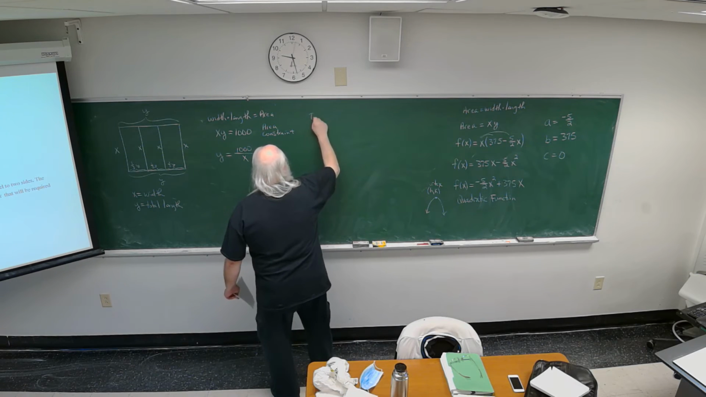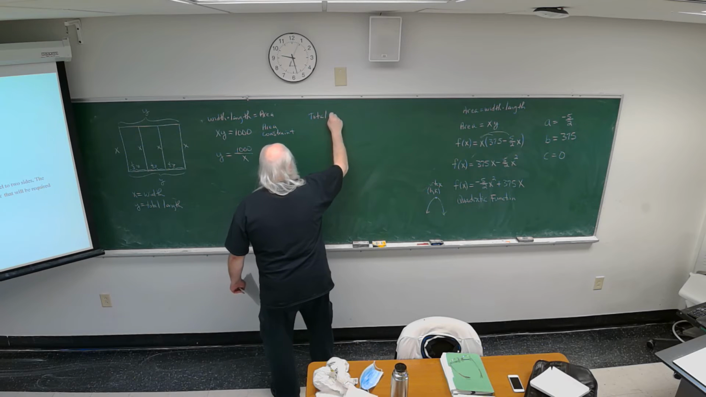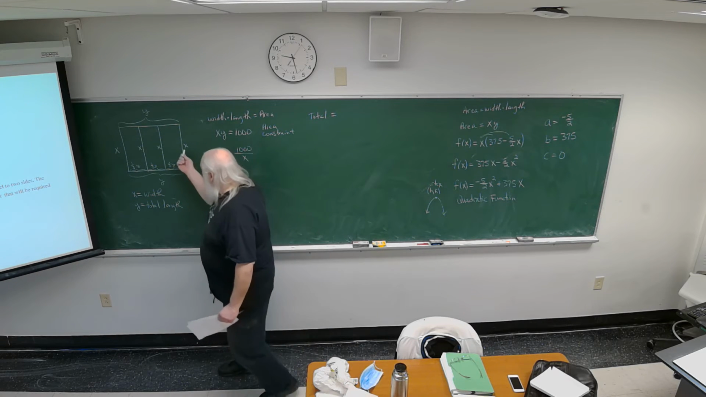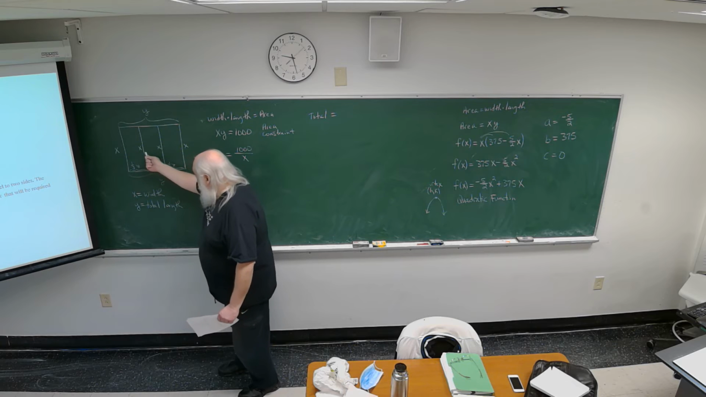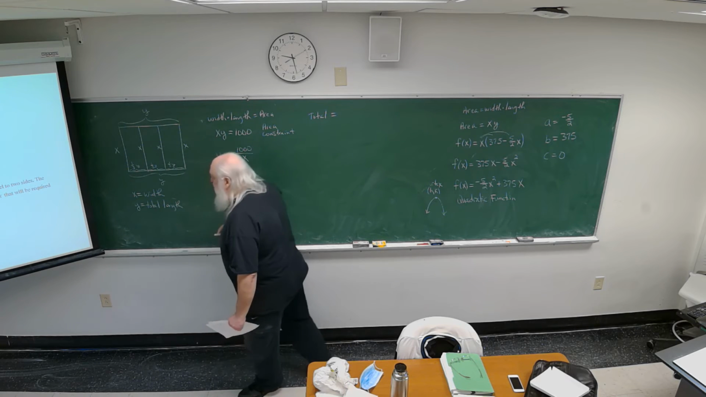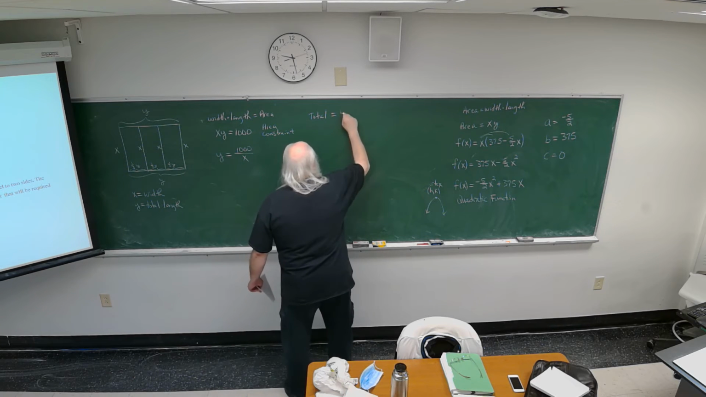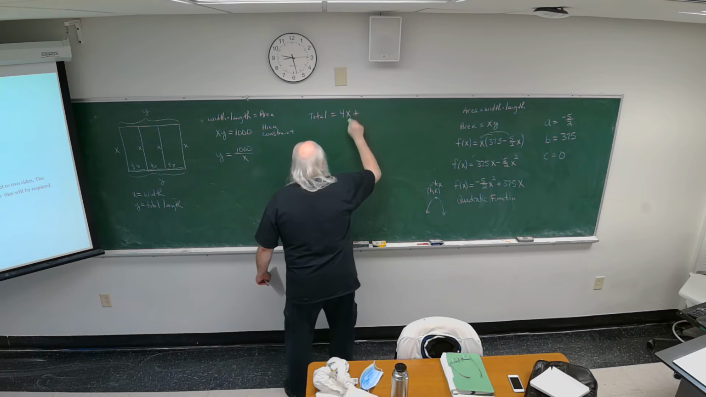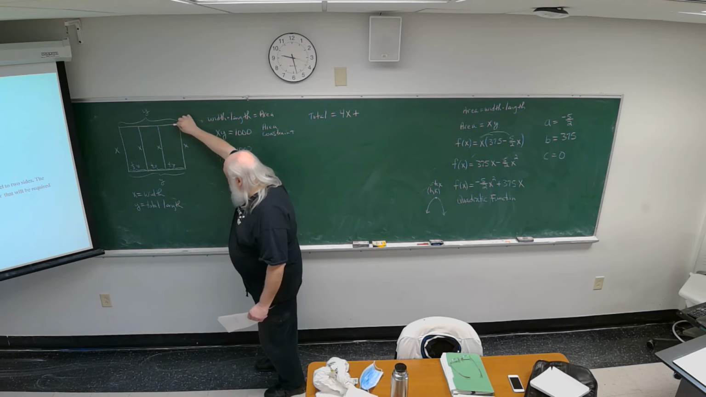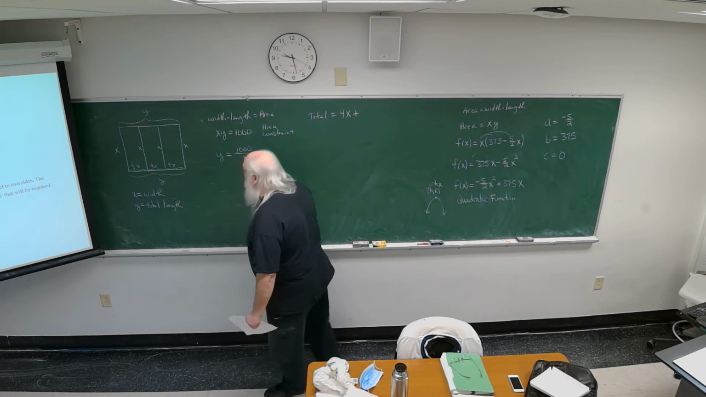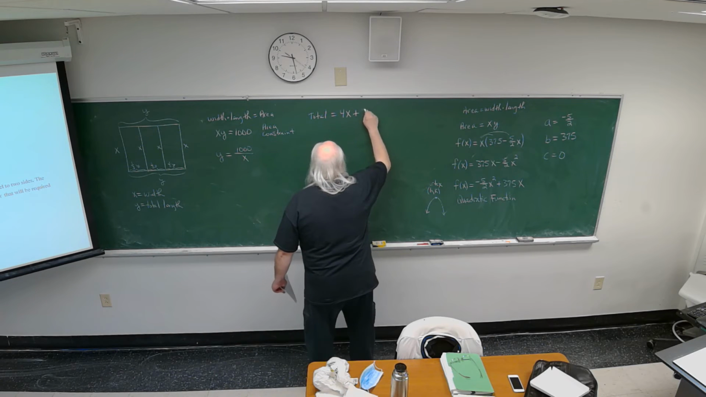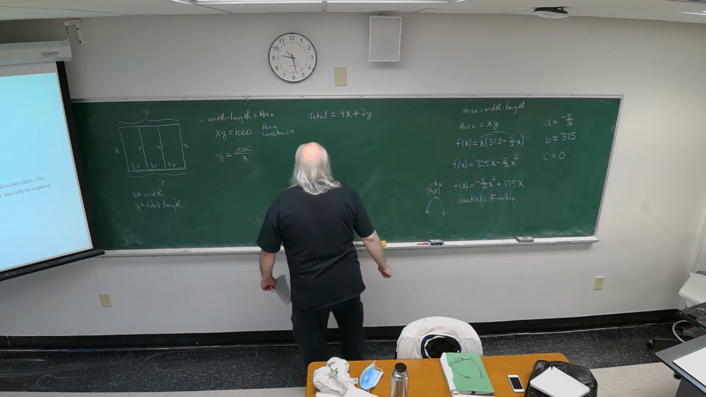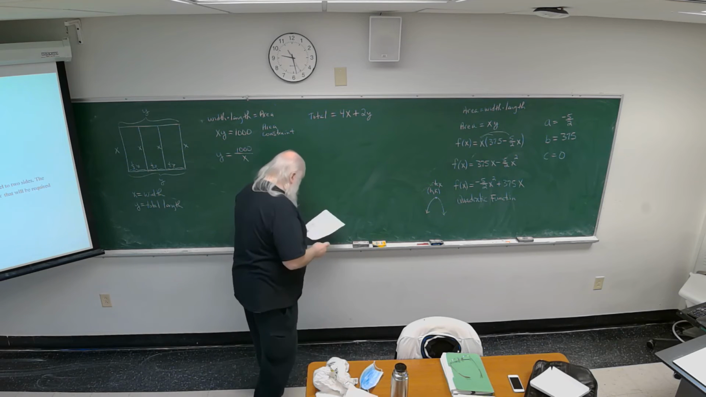Well, the total amount of fence that we need is the amount for these 4 sections of fence of x feet long. That's 4x. And then we need fencing for the length, right, for these 2 sections of y feet long. So the total amount of fencing needed is 4x plus 2y.